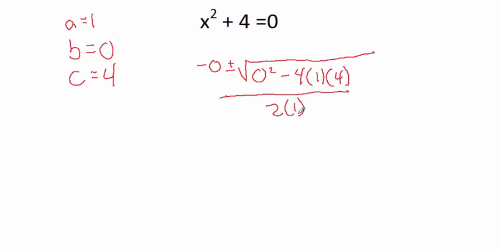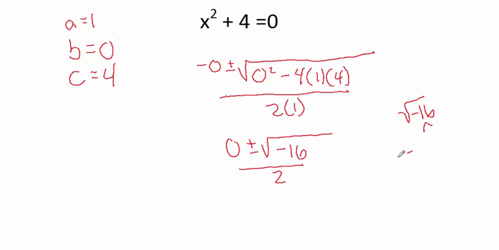So now if I just simplify this down, we have negative 0, which is the same thing as 0, plus or minus the square root of 0 squared is 0, minus 4 times 1 times 4, so that's going to be minus 16, all over 2. Now a lot of people want to simplify this negative 16 over 2 here. We cannot do that because the negative 16 is inside the square root. So I'm going to simplify this square root of negative 16 just like we did before. That's equal to the square root of negative 1 times the square root of 16. Square root of negative 1, i. Square root of 16 is 4, so this is equal to 4i.